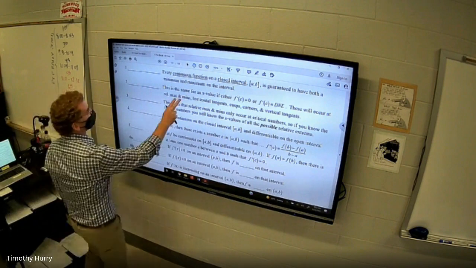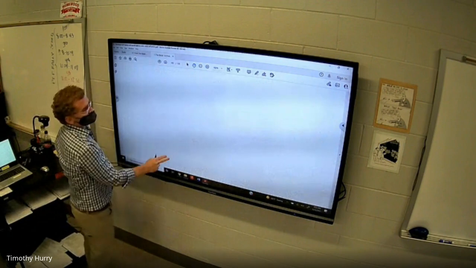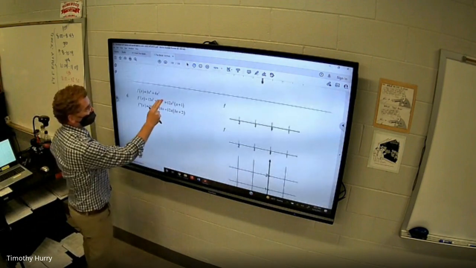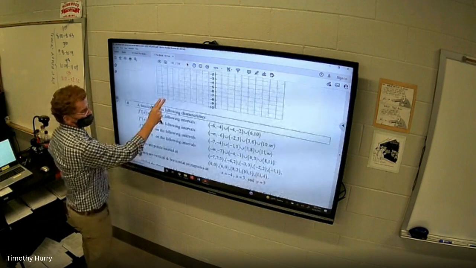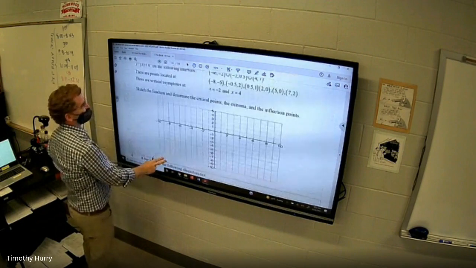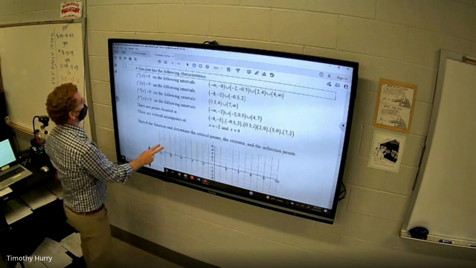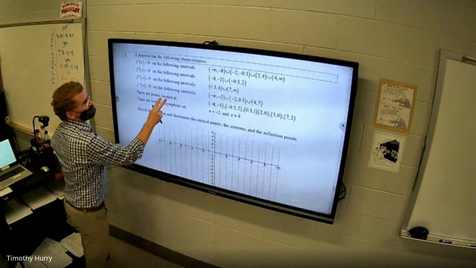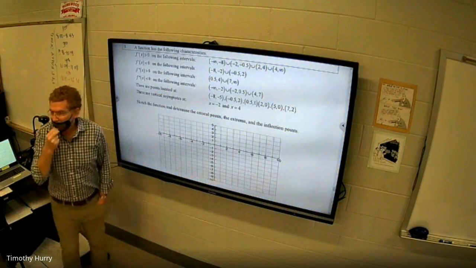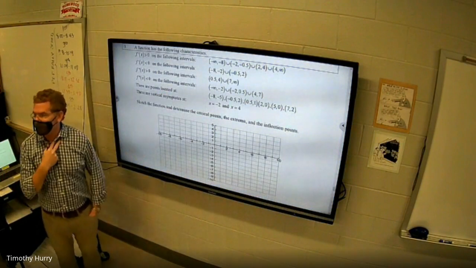So if you want to go back a couple pages, look at this one. This is number 3. All right, so look at number 3 from yesterday. And let's just make sure that you're okay. And I'll show you the way I would do it.